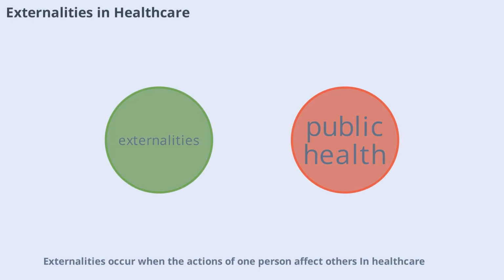Externalities occur when the actions of one person affect others. In healthcare, vaccination is a classic example. When more people are vaccinated, everyone benefits from reduced disease spread. However, if too few participate, outbreaks can occur. We'll explore how positive and negative externalities shape healthcare policy and why collective action is important.